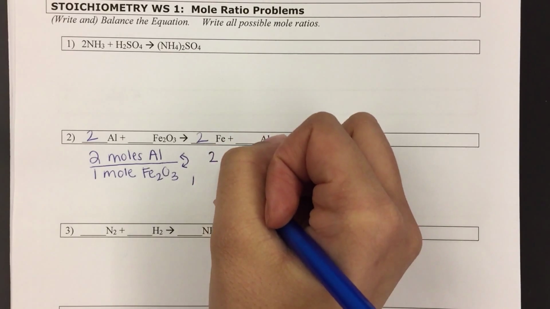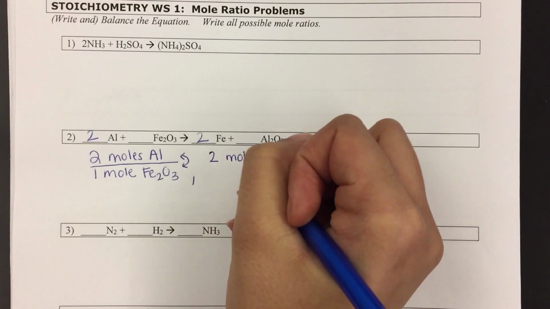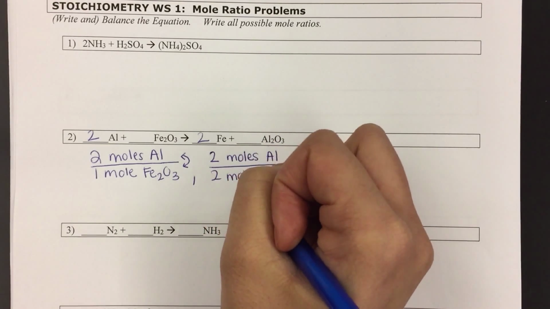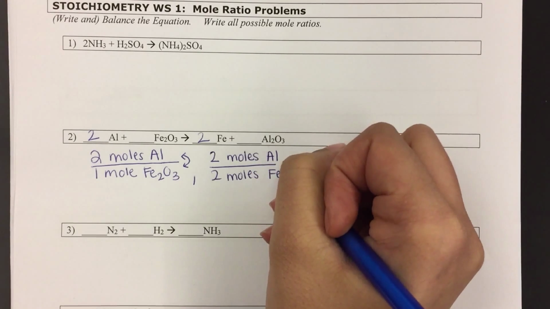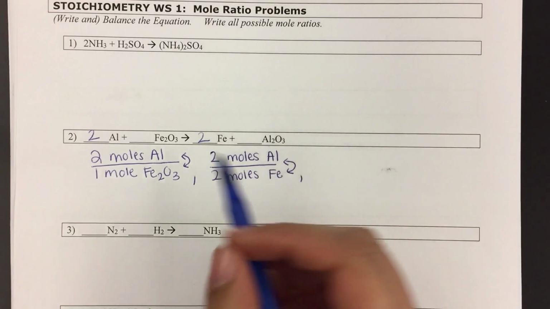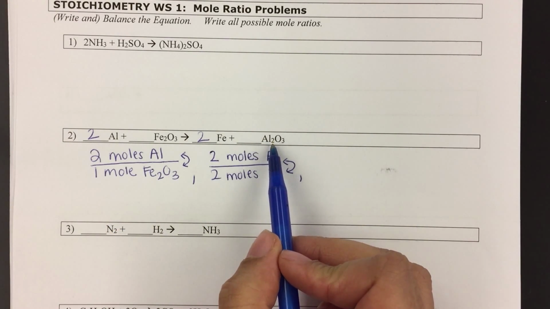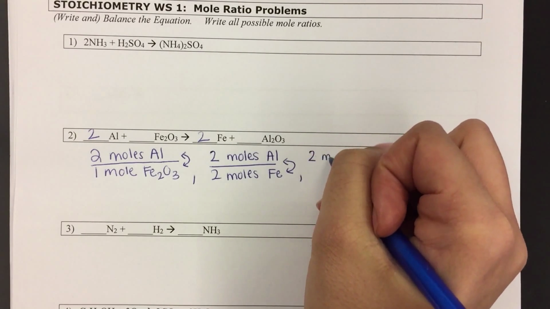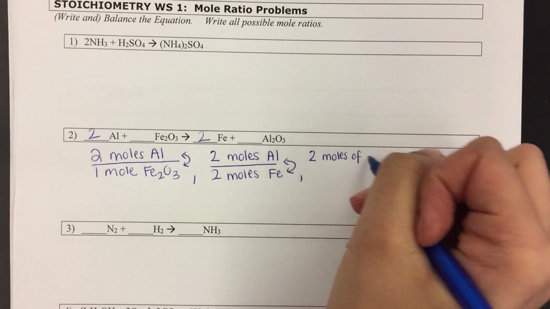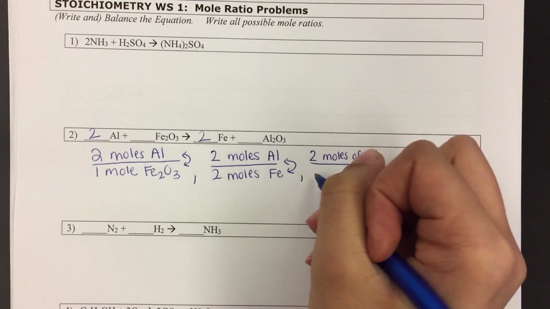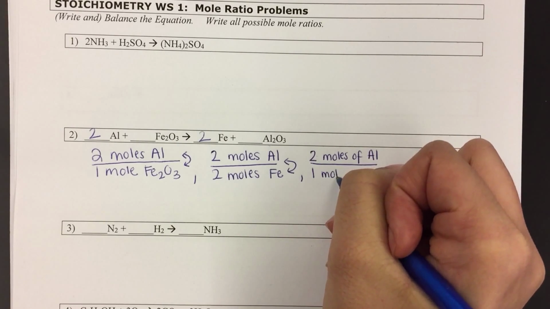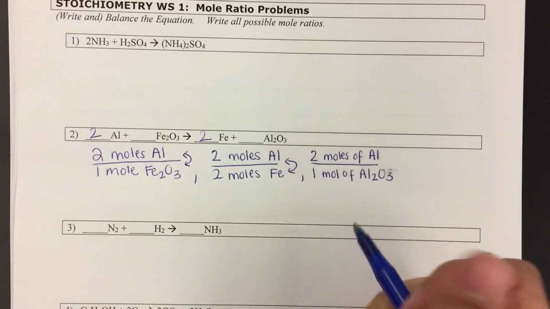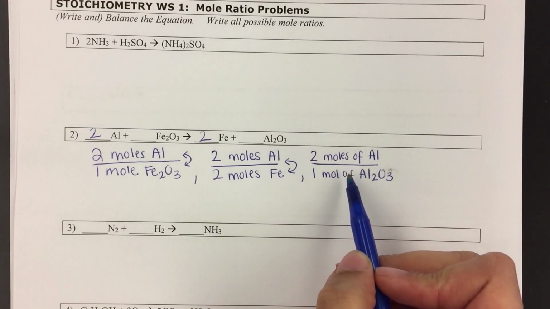So the other ratios we have in place are 2 moles of aluminum to 2 moles of iron. And then lastly, we need to compare aluminum to aluminum oxide. So we have 2 moles of aluminum to 1 mole of aluminum oxide. Now it doesn't really matter if you abbreviate mole or write moles out.